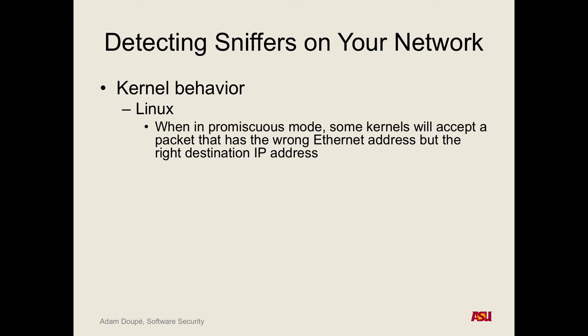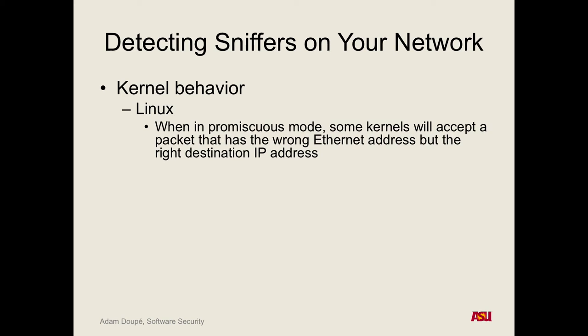So other types of weird behavior, right? So you can try to use weirdness when it's in promiscuous mode. Some kernels accept a packet that has the wrong Ethernet address but the right destination IP. So you can try sending them an IP packet just to them, but with the wrong destination MAC address, and see if they respond to you. That means they're in promiscuous mode.